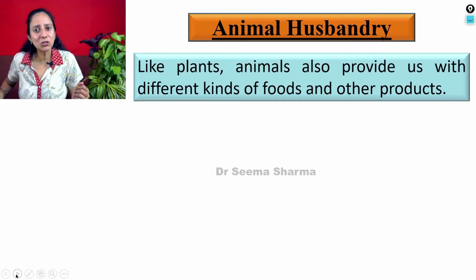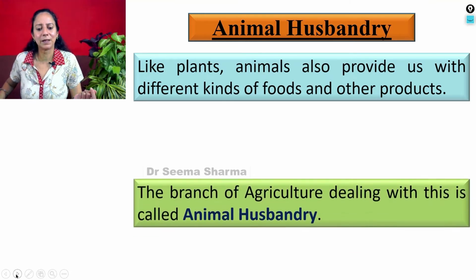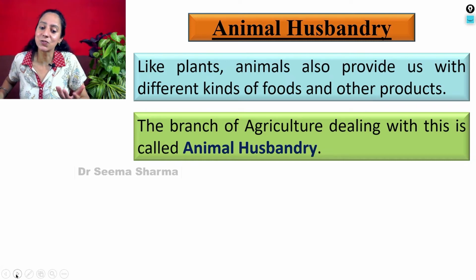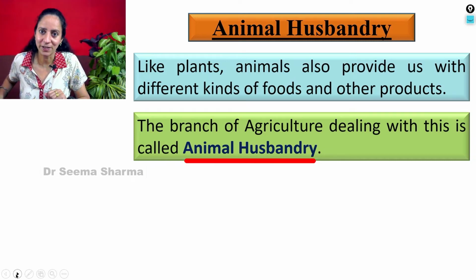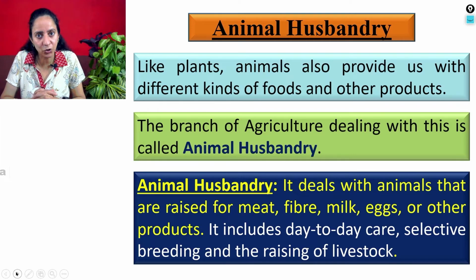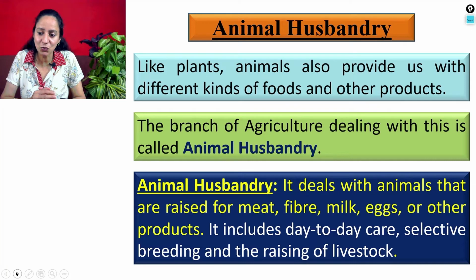Like plants, animals also provide us with different kinds of food and other products. And the branch of agriculture which deals with this is called animal husbandry. Animal husbandry deals with animals that are raised for meat, fiber, milk, egg and other products. And it also deals with day-to-day care of those animals, selecting breeding of these animals and raising of livestock.